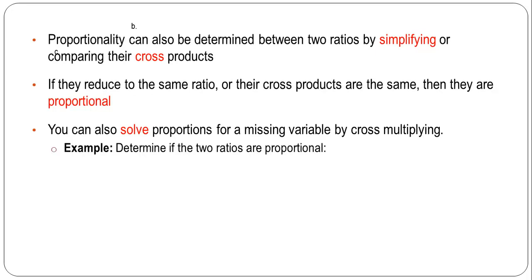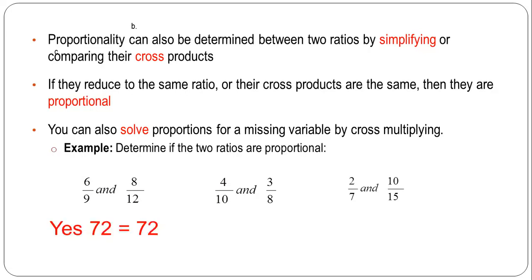Example, determine if the two ratios are proportional. 6 over 9 and 8 over 12: 6 times 12 and 8 times 9. 4 times 8 and 3 times 10, kasi meron tayong cross products. 2 times 15 and 7 times 7. Okay, so the first one is a proportion, the second one is not a proportion, and the third one is also not a proportion.